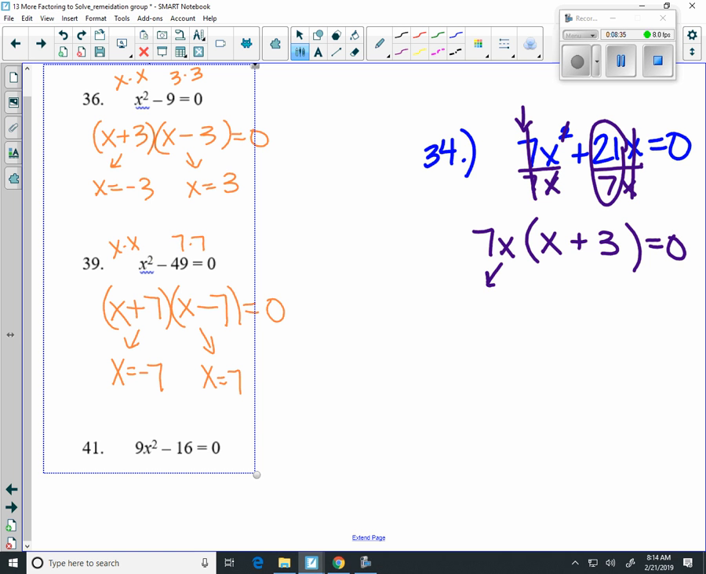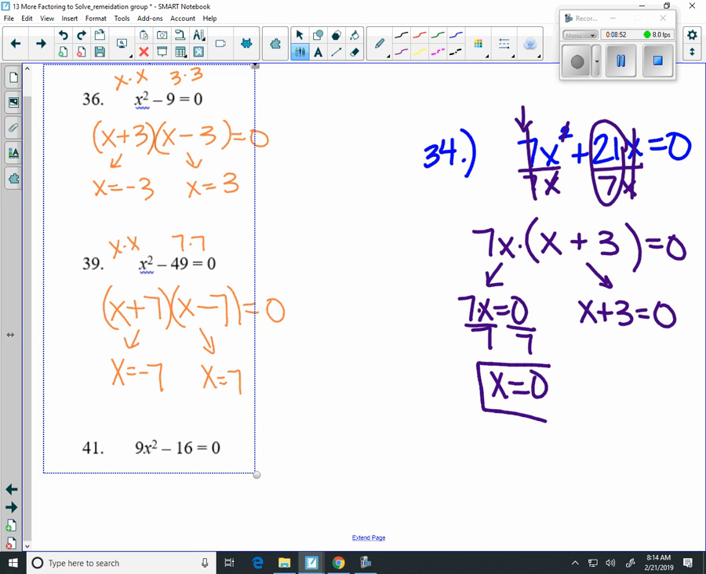And then you can still, since this is multiplication, set both of these equal to 0. This 7 times x is what you're undoing here, so we're going to divide. 0 divided by 7 is something that your calculator can handle for you. And then we're going to just move that 3 over. Just some quick factoring reminders for you. Hopefully those are helpful. Good luck on testing.